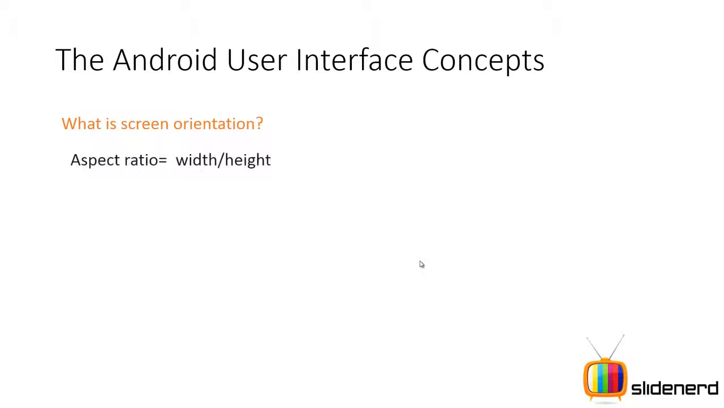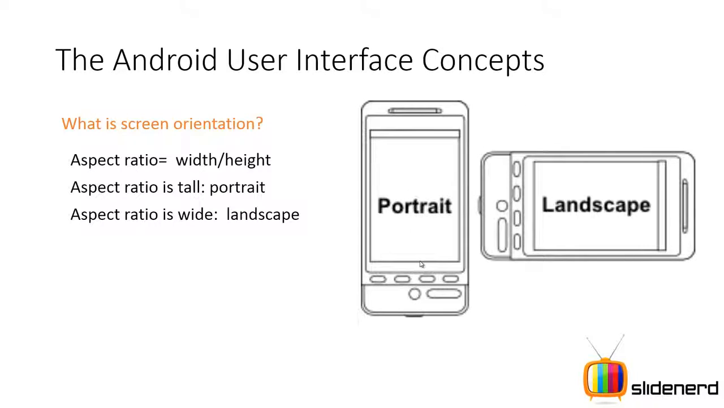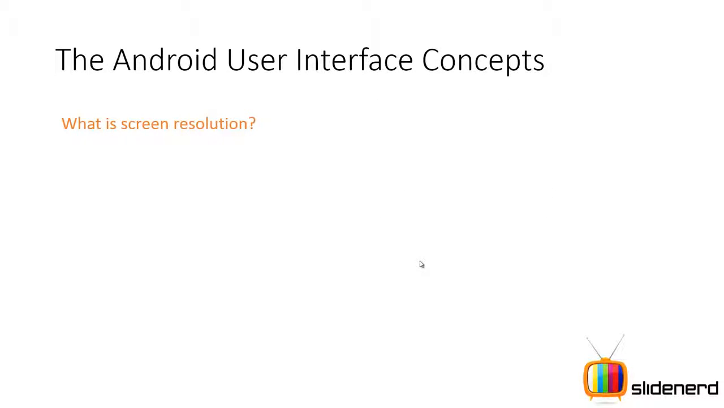Again, screen orientation, it's a very simple thing. Aspect ratio, you guys are very well familiar with this. I've talked about this in detail earlier. There are two modes: portrait, landscape. Screen resolution, again, you have the number of pixels on the screen. That's all about screen resolution.